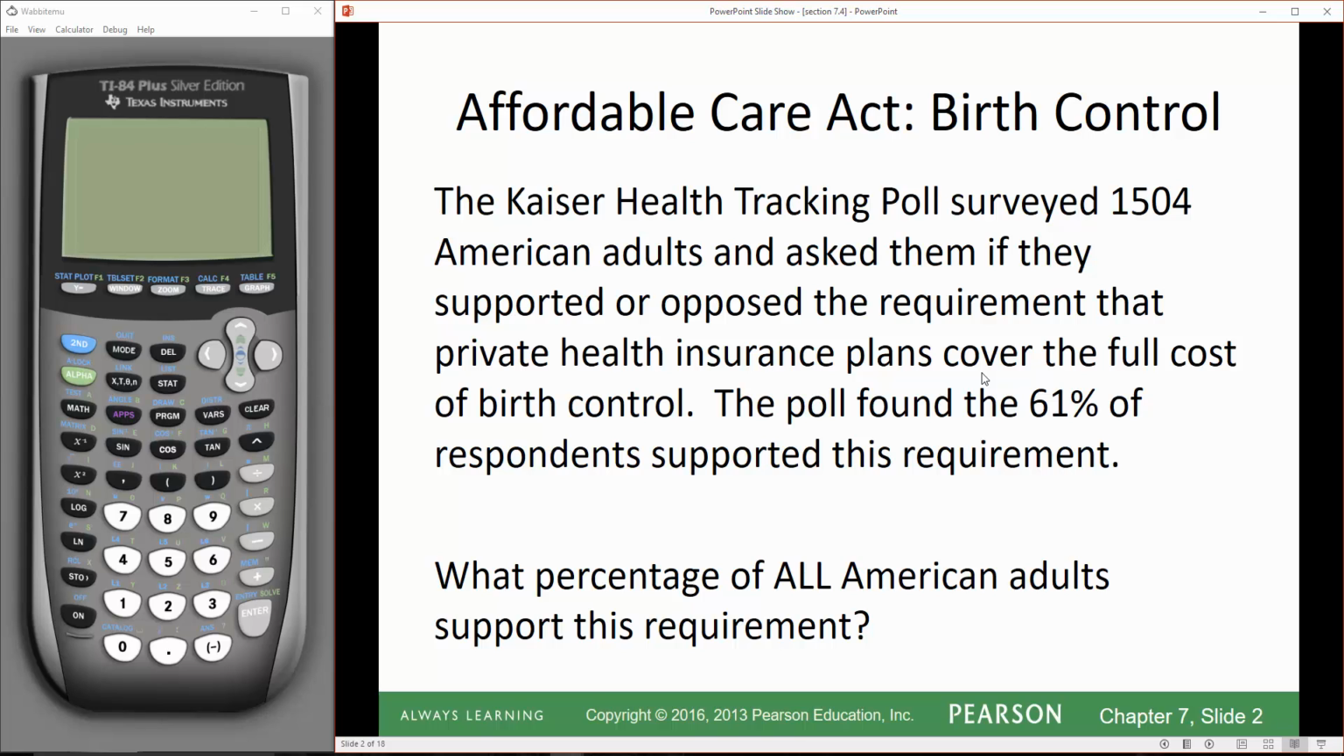All right. So here's an example of the Affordable Care Act with birth control. The Kaiser Health Tracking Poll surveyed 1,504 American adults and asked them if they supported or opposed the requirement that private health insurance plans cover the full cost of birth control. The poll found that 61% of respondents supported this requirement. So what we're asked is, what percentage of all Americans support this requirement?